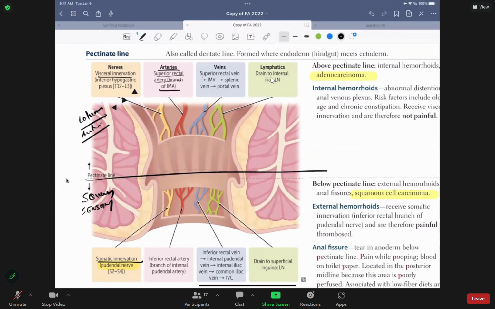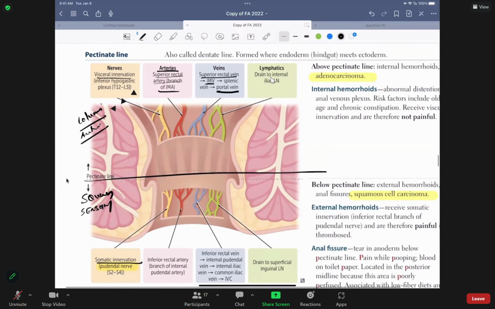Talk about the vein. Superior rectal vein, inferior mesenteric vein, which means it goes to the portal vein. Is that clear, folks? Anything above the pectinate line will go to the portal vein. Are we clear with that?